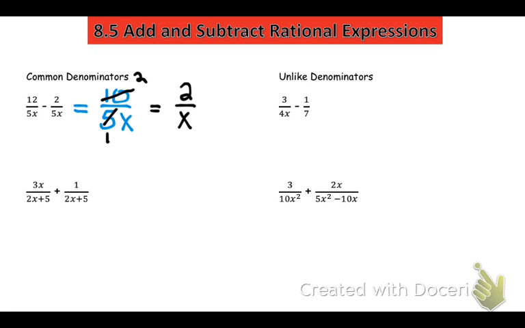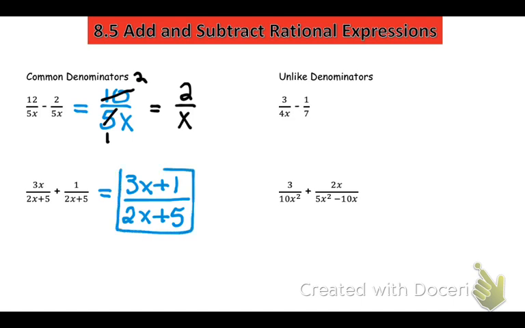In our next example, we have 3x plus 1 in the numerator, and our denominator is 2x plus 5. Remember, we can only add like terms, and we can only simplify if we're dealing with multiplication like we discussed in our previous lesson. So this is as simplified as this one gets. Let's look at unlike denominators.